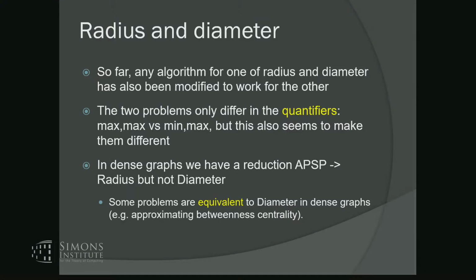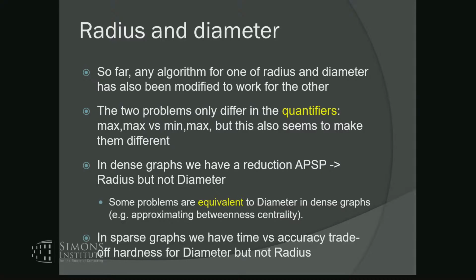So we know something, but we just don't know whether you can reduce from APSP to diameter in dense graphs. And then on the other side of the spectrum, it turns out that in sparse graphs, we have this whole time versus accuracy trade-off. There was that picture. We have that only for diameter, and we don't have it for radius.